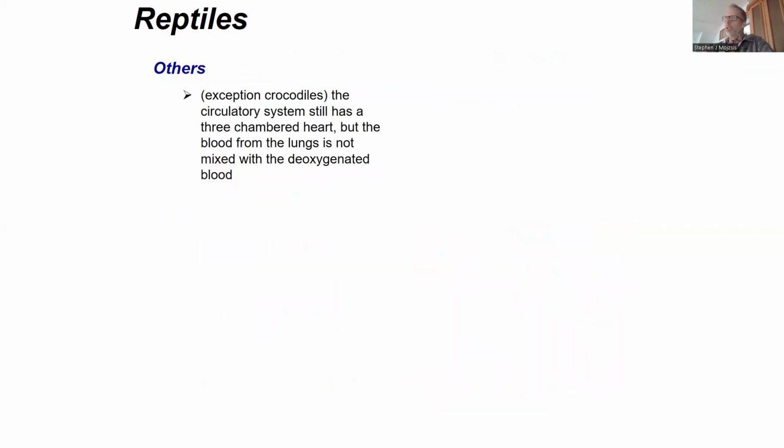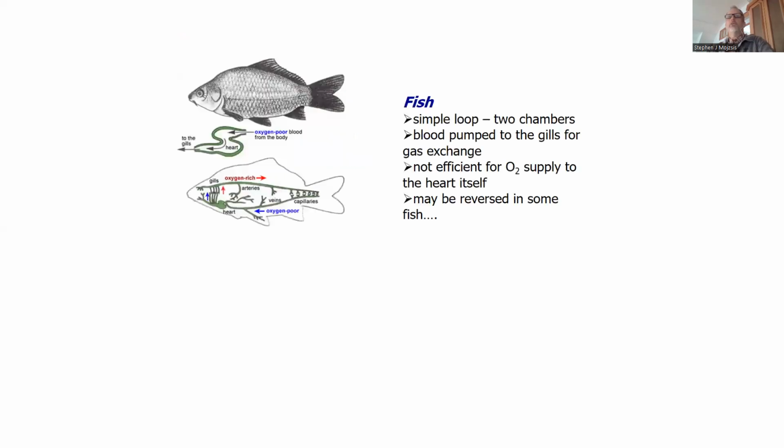Except for the crocodiles, reptiles still have a 3-chambered heart. But the blood for the lungs is not mixed with deoxygenated blood. So they're separated. It's unclear if dinosaurs had a 4-chambered heart, and that is an area of ongoing research. Fish are just much simpler in this respect. They have a simple 2-chambered loop where blood is pumped to the gills for gas exchange and is very inefficient for the supply of oxygen to the heart and to the blood itself. And this circulatory system can be reversed in some cases in some fish.